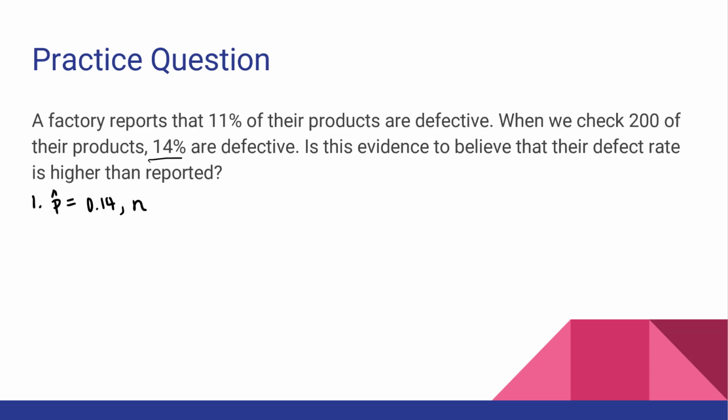Then we need our n, so that's our sample size. How many did we check? We checked 200. Those are our two important numbers. Now we need our null hypothesis and our alternative hypothesis.